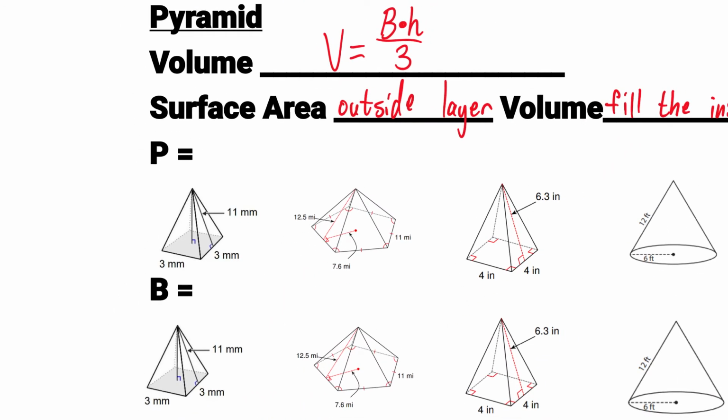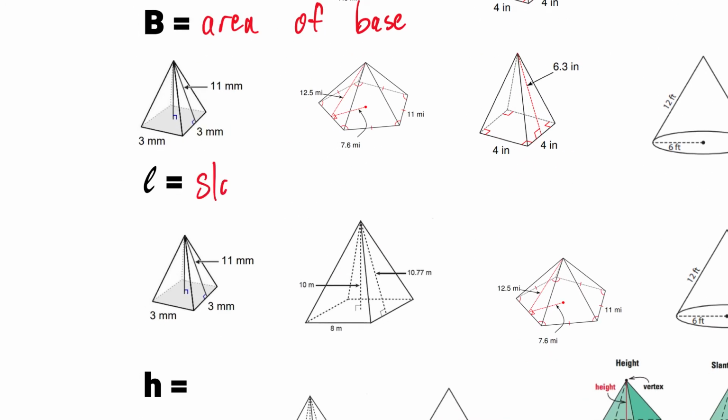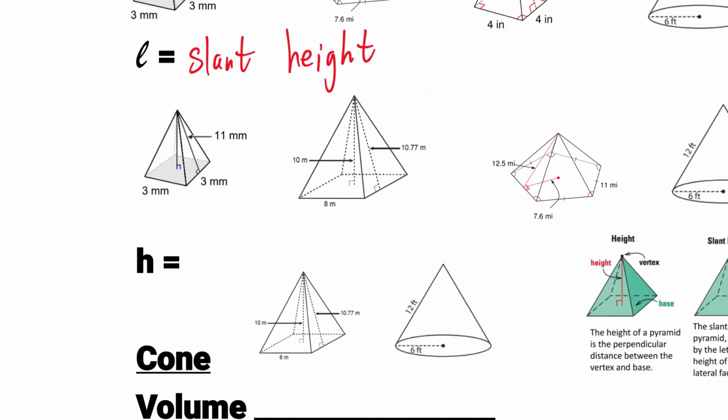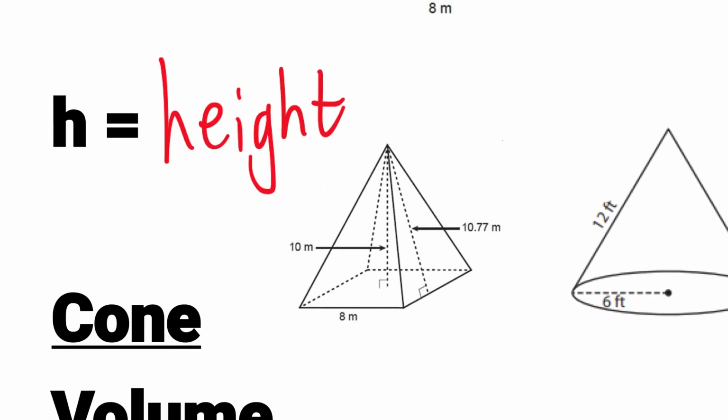Okay, capital P stands for perimeter of the base. B stands for area of the base. L stands for slant height. And H stands for the height. So on this pyramid right here, which one is the height? 10.77 is the slant height.